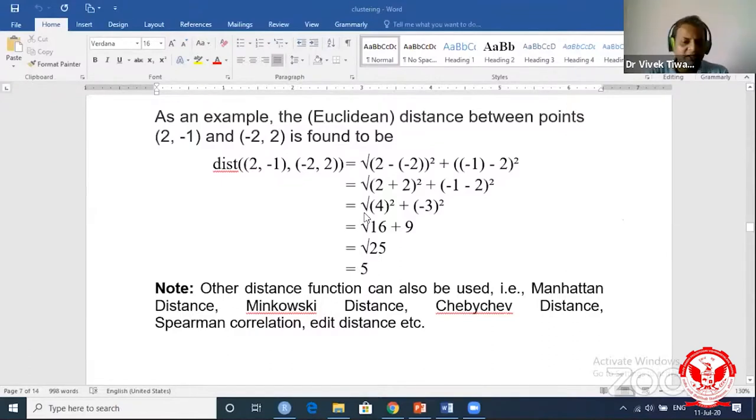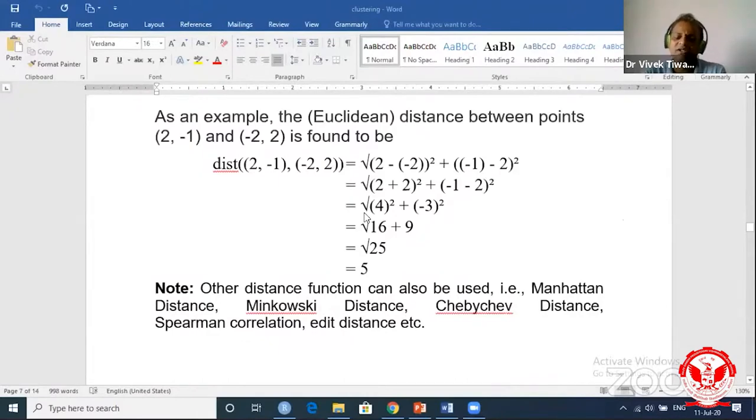Do not casually apply any distance matrix. A lot of reasoning is required. Suppose you are doing M.Tech or PhD, and at the time of viva somebody may ask you questions: the distance matrix you have used, why this one, why not other?